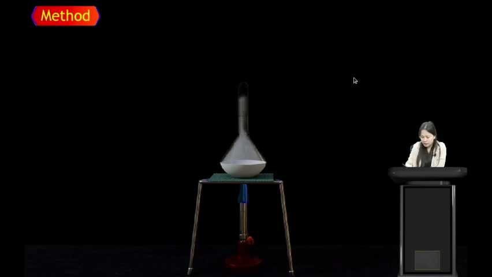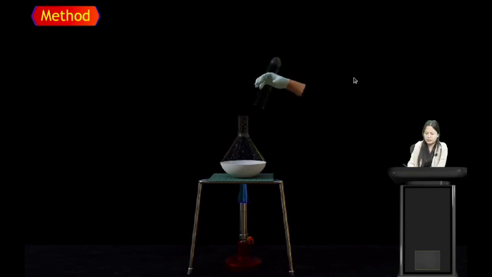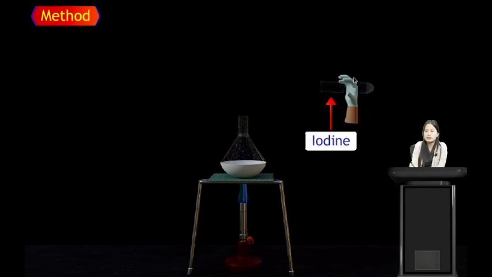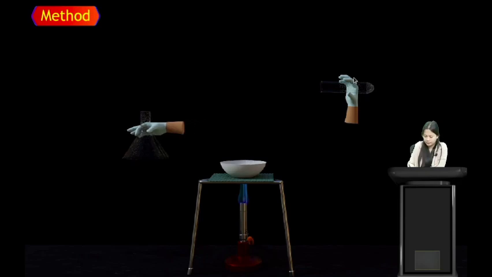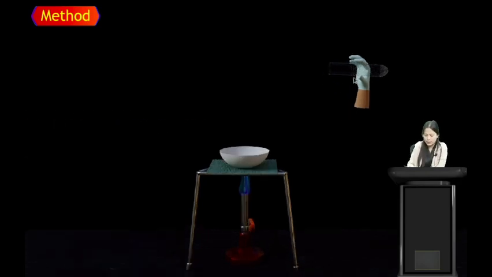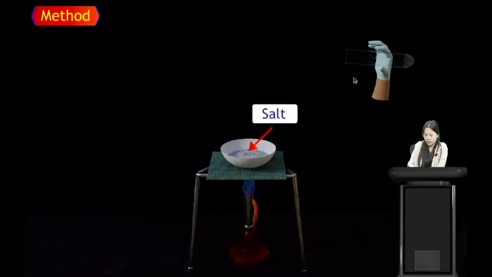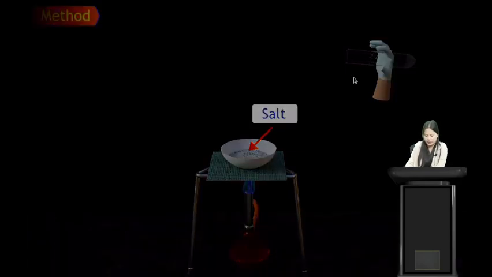We see that the vapors are getting collected in the test tube. So let us see after some time what happens. Remove the test tube. Okay, the iodine is separated. The iodine is formed in this test tube, and the salt is left behind in the china dish. So this is how we separate the mixture of salt and iodine by using the sublimation method.